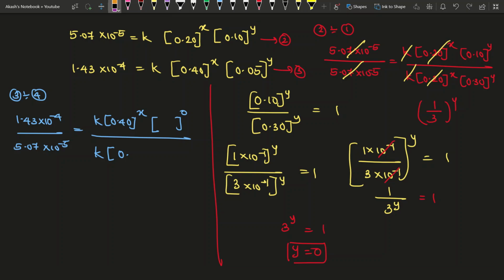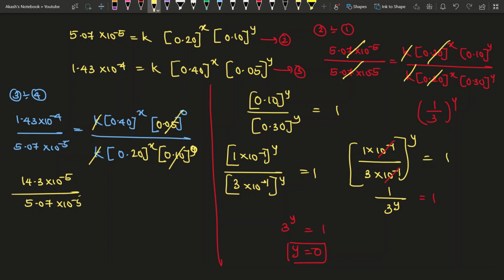So it is 0.10 raised to the power of 0, and any number raised to 0 is equal to 1. So this cancels, k cancels. So when you take 1.43 into 10 raised to minus 4 divided by 5.07 into 10 raised to minus 5, what will you get? 14.3 into 10 raised to minus 5 divided by 5.07 into 10 raised to minus 5, because we are making the powers of 10 same, which is equal to 0.40 divided by 0.20 raised to the power of x.